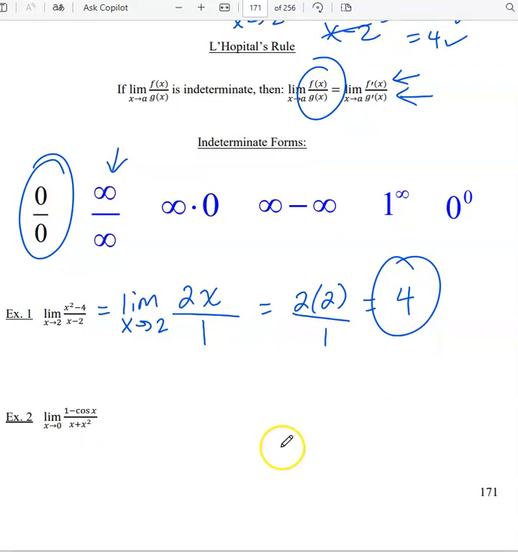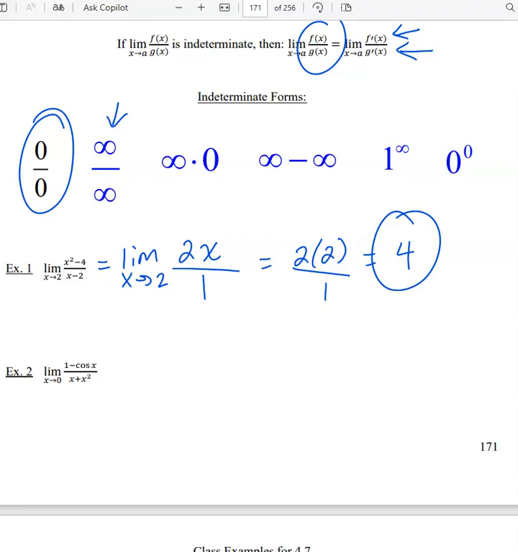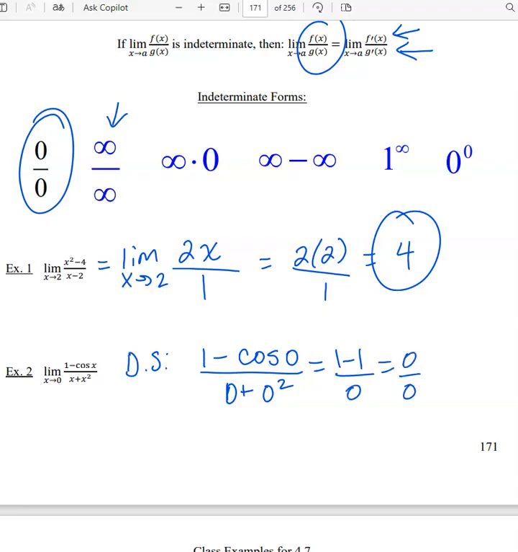Let's do another one. Let's take a look at example 2. First, try direct substitution. So if we do that, notice our limit as x approaches 0, we get 1 minus cosine of 0 over 0 plus 0 squared, which would be 1 minus 1 over 0, which would be 0 over 0. Again, we get that 0 over 0 case.